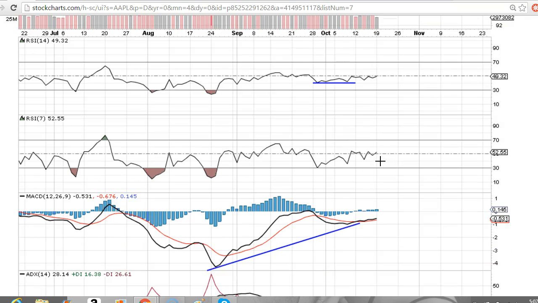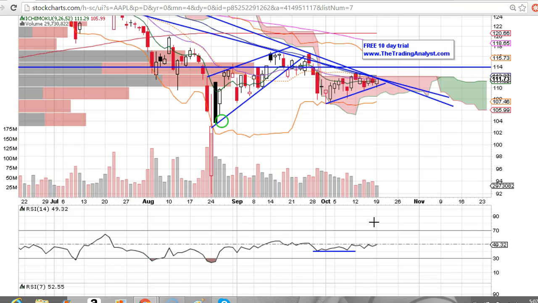Looking at the MACD, a little more constructive on the MACD. We do have somewhat of an uptrend here. We made a higher low. This is the low of the MACD right here. And we crossed over bullish. Okay. Not a lot of momentum on that. So if you see it kind of spring up, that's when you're going to want to look for some action on the chart.